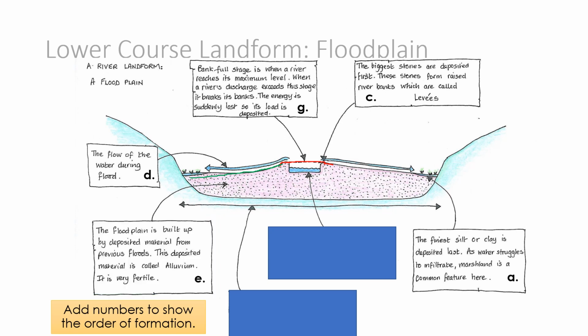Okay, so the next thing is that you've got this sand and this silt being constantly deposited. You've got what we call alluvium. Remember, it's aluminium rich soil, really fertile. And what that's going to do is build up the floodplain.